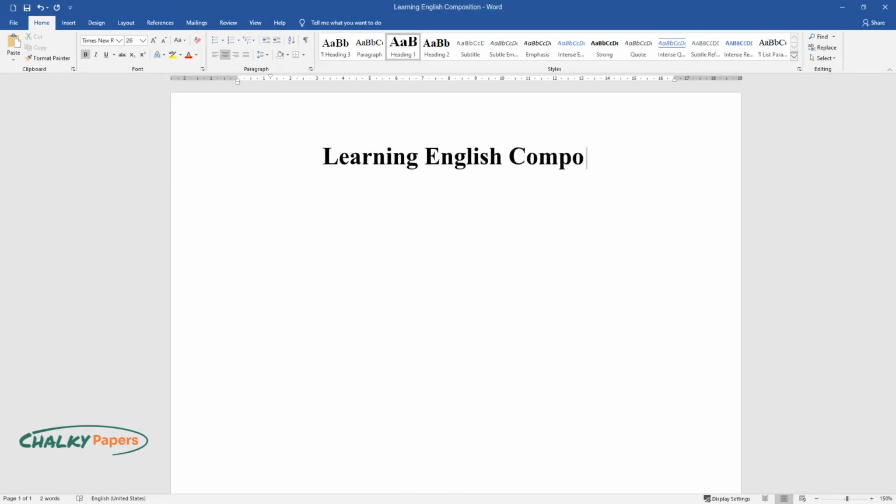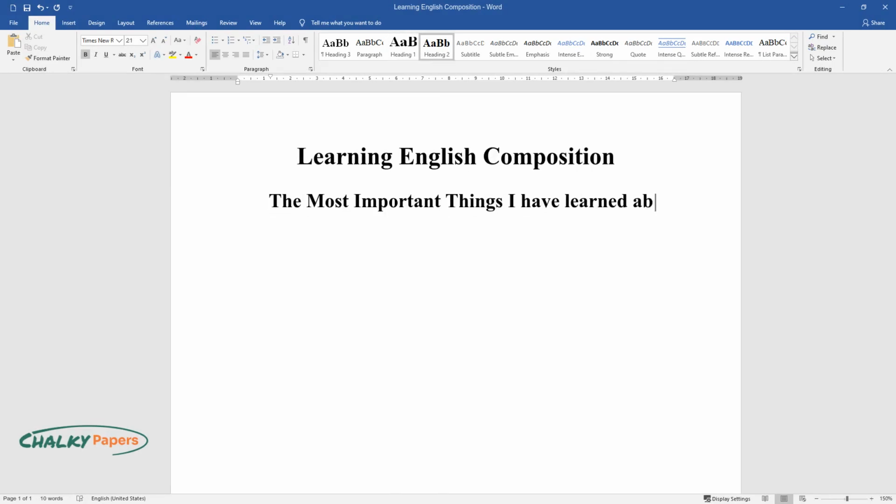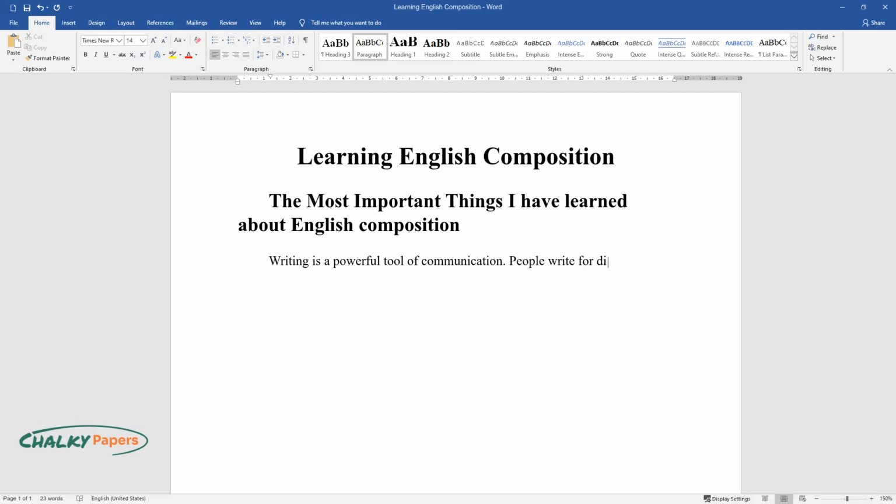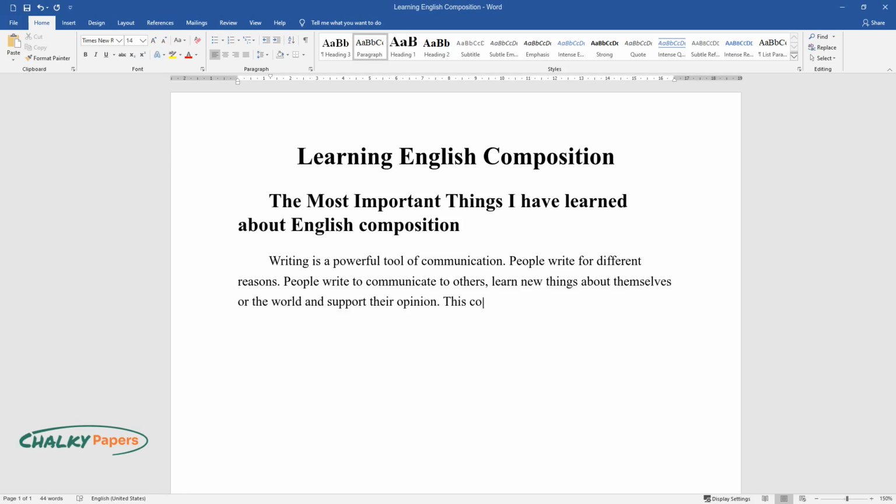Learning English Composition. The most important things I have learned about English composition. Writing is a powerful tool of communication. People write for different reasons. People write to communicate to others, learn new things about themselves or the world, and support their opinion. This composition aims at illustrating my experiences in composition writing.